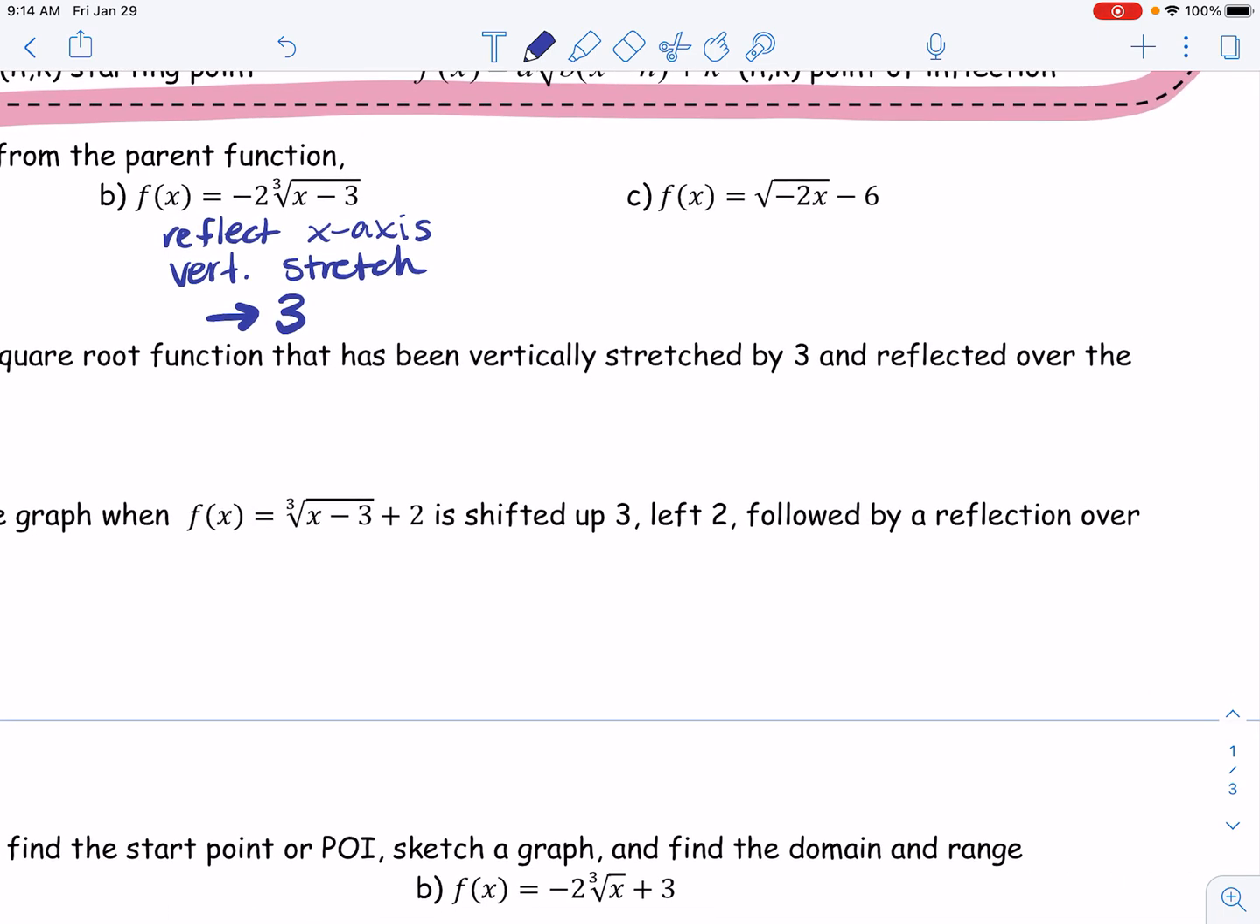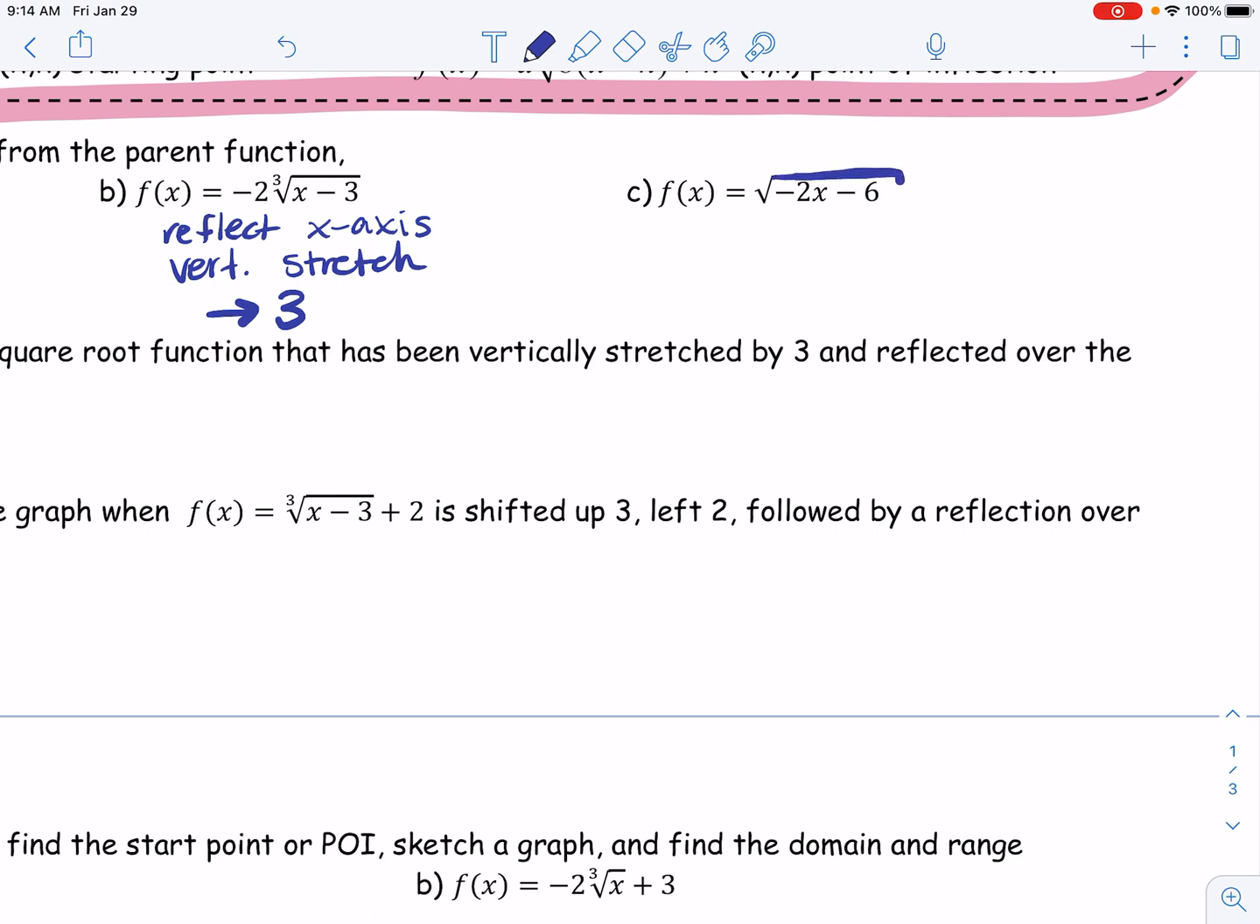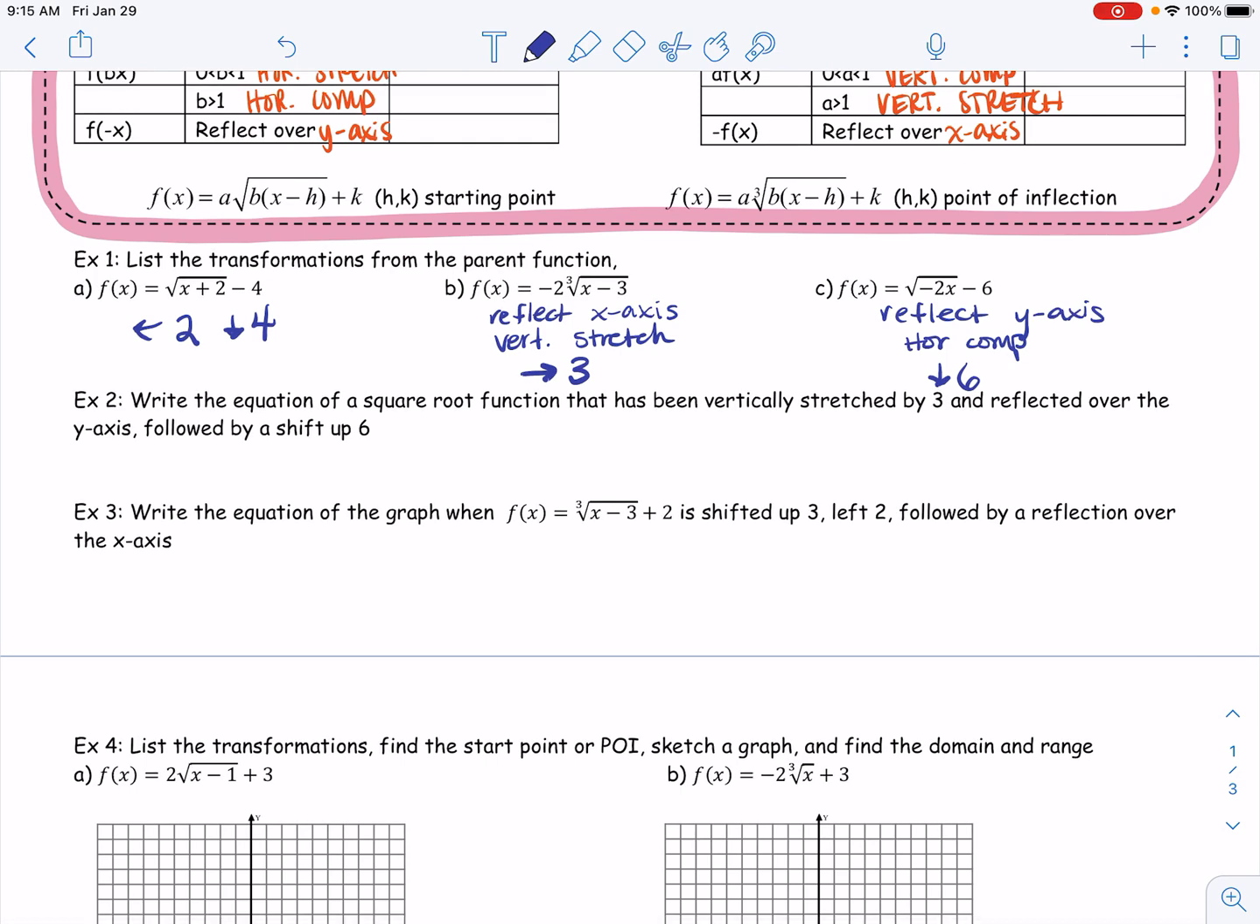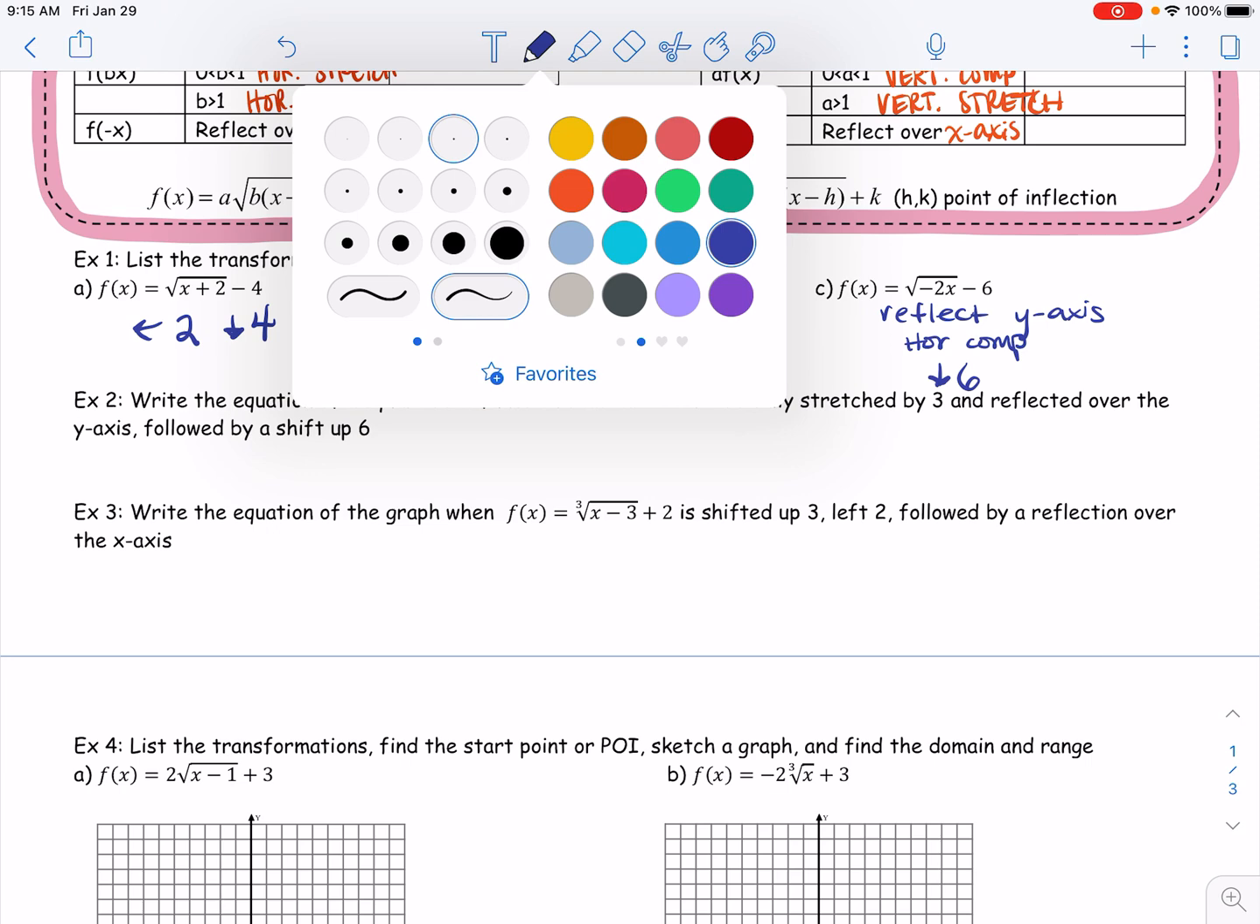And then lastly, we have another square root. Notice underneath the radical, we do have a negative 2x. If this radical would have extended all the way over, we would have definitely had to factor out that negative 2. But because that negative 6 is not included, there's no change in factoring out the negative 2 or not. So that negative underneath the radical, aka inside the parentheses, is a reflection over the y-axis. The 2 is a horizontal compression. And the negative 6 on the outside means we're going down 6 units. This should not be any different than what you know from the beginning of the school year.